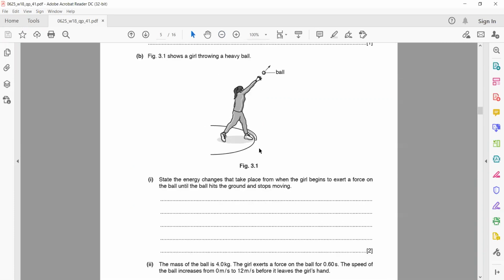That's an important thing. Then figure 3.1 shows a girl throwing a heavy ball. State the energy changes that take place from when the girl began to exert a force on the ball until the ball hits the ground and stops moving. First she has chemical energy, then as the ball moves, the chemical energy changes to kinetic energy. Then the ball rises to a certain height and has potential energy. Then the ball comes down again, potential changes to kinetic, and when it stops, it turns into heat energy.